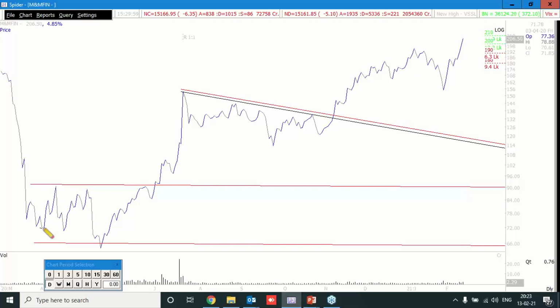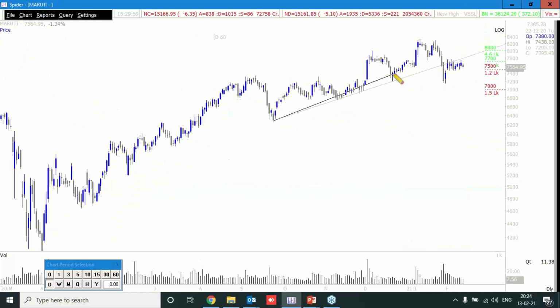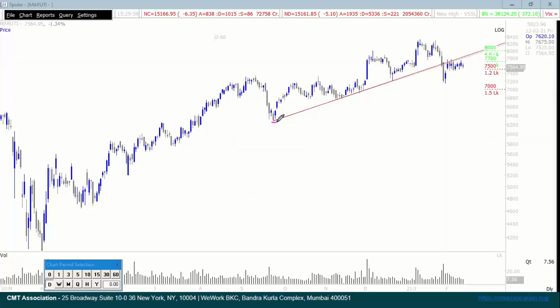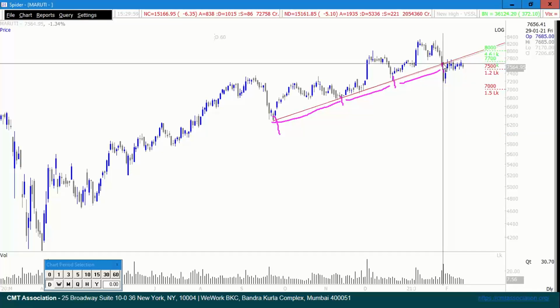Now I'll pull one more chart for you. This is the Maruti daily chart, and I'm trying to draw a trend line here. I'll pick the red color from the color palette, and I'm trying to get the trend line here. In terms of the symmetry, this is the starting point, then you have a point here, then the next point is here, and then the fourth point is here. If you look at the spacing, it is more or less very much in sync. So when it comes to actionable trades, maybe you could have gone short on Maruti at this particular point. This is where the breakdown was.